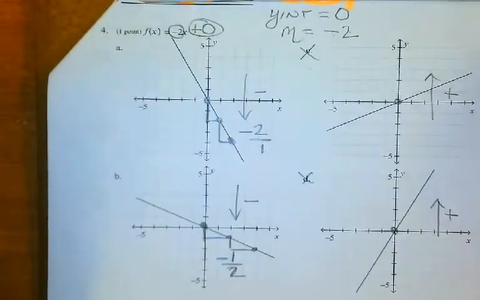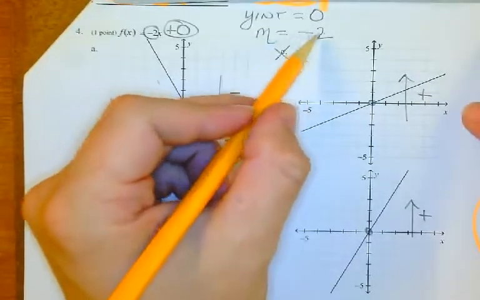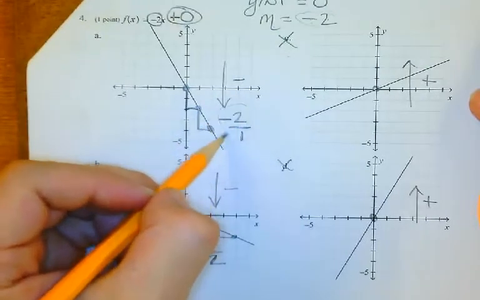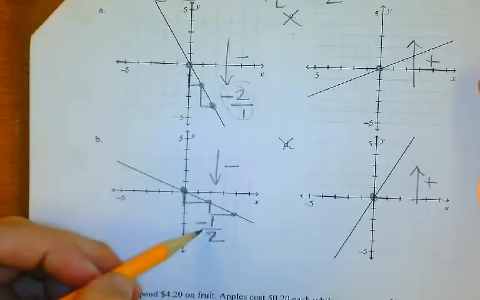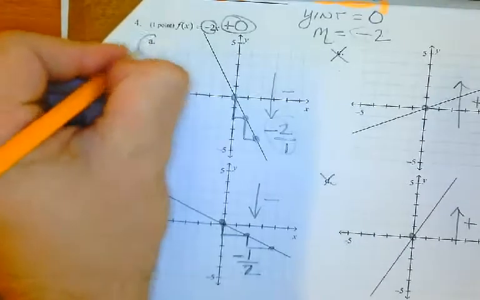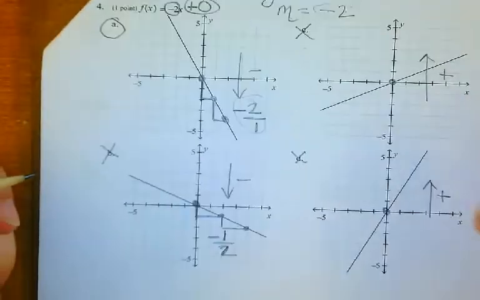When I do this, I think it's fairly clear. At this point, I'm going to match my number, -2 here, matches with my -2 here, because this is just -1/2. So this is not my answer, but this is. Good.